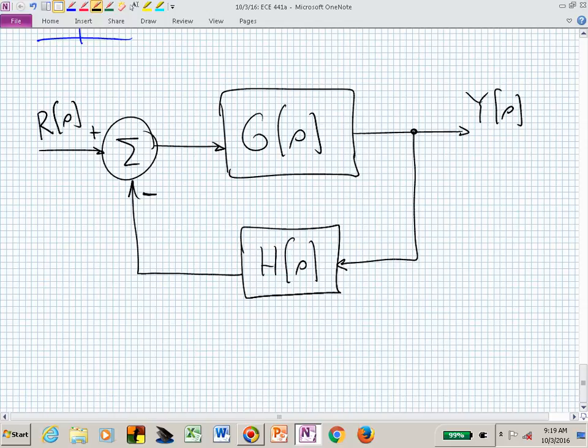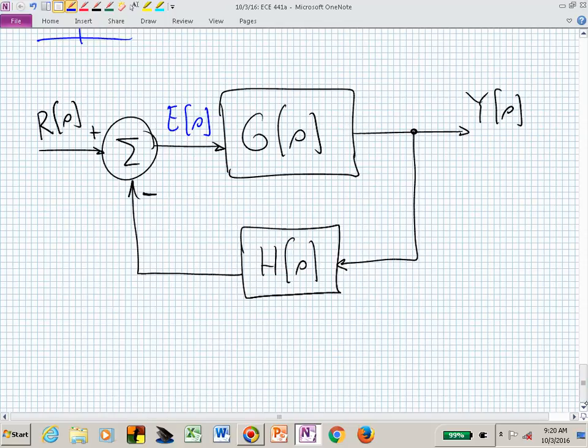You're now comparing R with this filtered output, and many times in our class H will be 1. But we leave it in just for general purposes, and G may be more than just our plant. G might be the cascade combination of the plant and the controller. But one piece that we will often be interested in is this error signal, E.